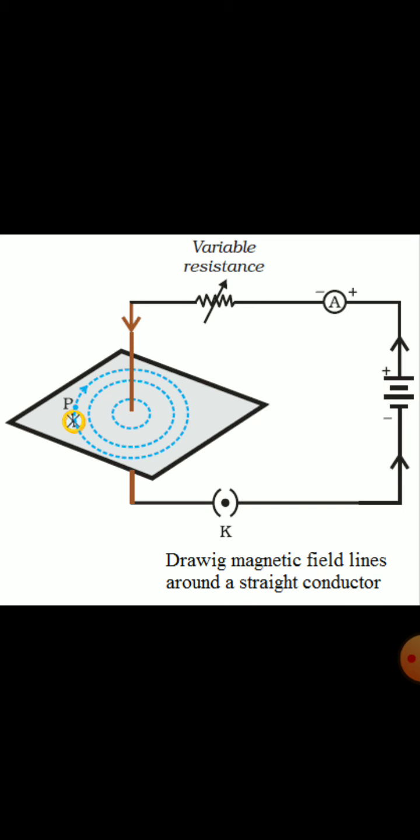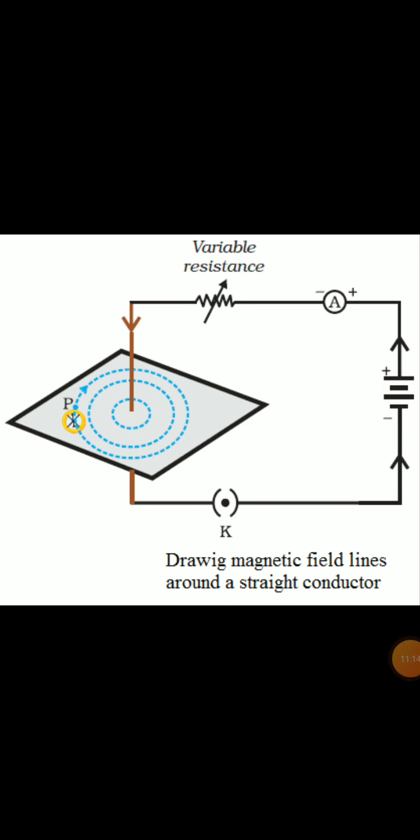We need to keep the variable of the rheostat at a fixed position, and we need to note the current through the ammeter. Then close the key so that a current flows through the wire. We need to ensure that the copper wire placed between points X and Y remains straight. So the copper wire must remain straight throughout the activity. Then we will gently tap the cardboard a few times and observe the pattern of iron filings.